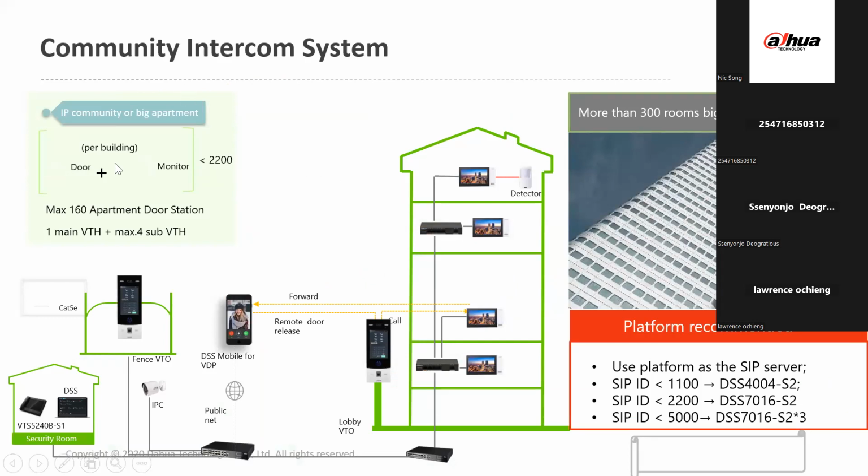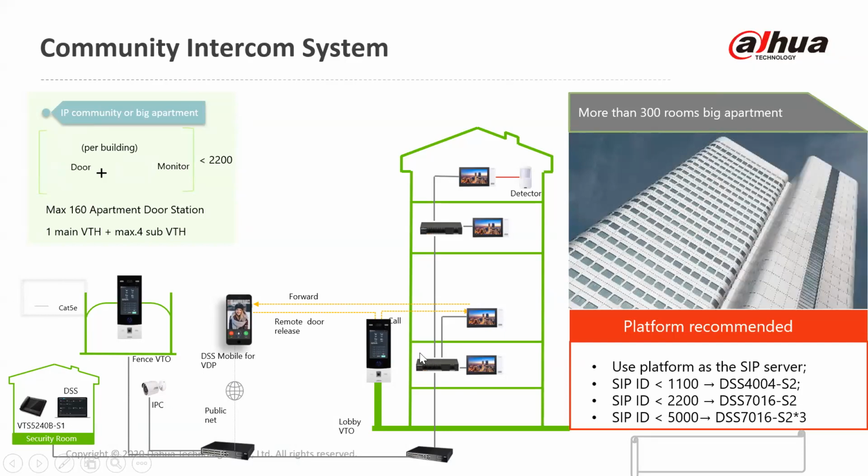Under this, we have a physical topology of the real diagrams, showing how we connect into different scenarios. Let's say at this point, we have the security room, the IPC camera, the fence station, the fence VTO, the DSS mobile app with the VDP, then the public network. At this point, we can see the connection. Then we have the switch, and from the switch, another switch. Then we have the lobby VTO, then the PoE switch, whereby we can see it combines two floors like that.